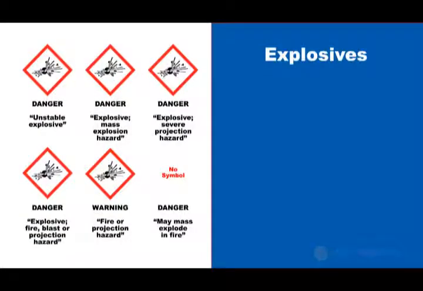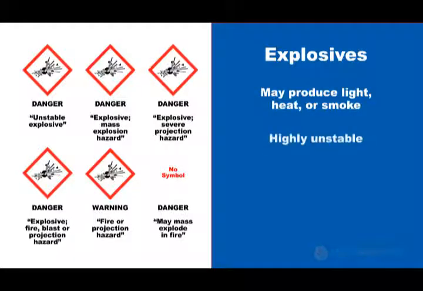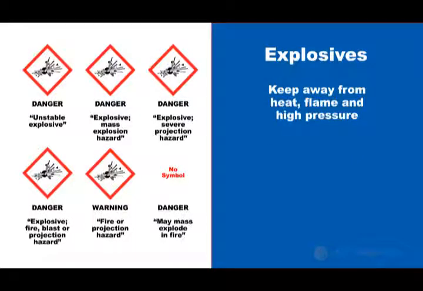Explosives, represented by the exploding bomb, includes materials that are both explosive and pyrotechnic, meaning the product may produce light, heat, or smoke. These products may be highly unstable. Even a jolt, a bit of friction, or an increase in temperature may cause the product to react. Keep these products away from heat, flame, and high pressure. And in the case of a fire emergency, stay away from the area where these products are located due to their explosive nature.